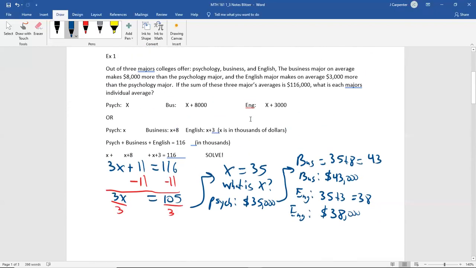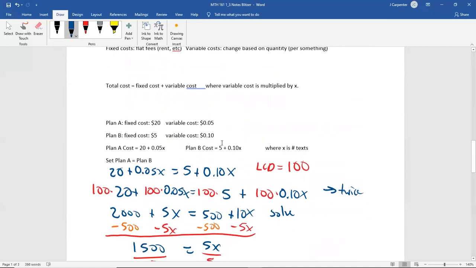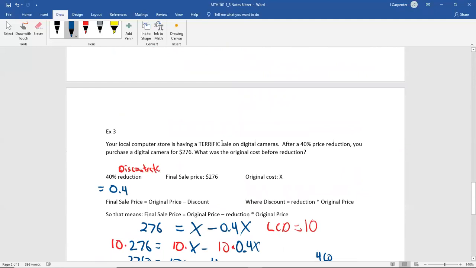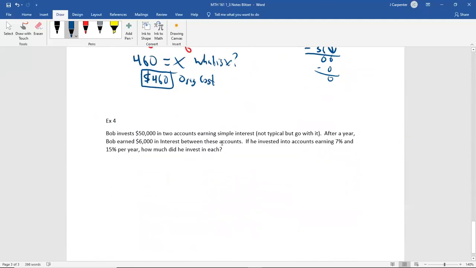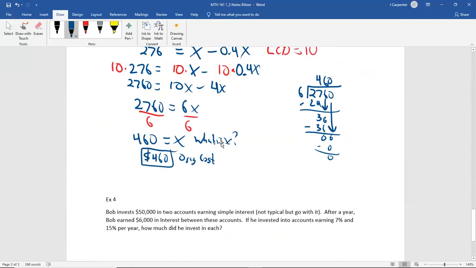With this earlier problem, if I had gotten answers of $35, $43, and $38, that wouldn't make sense because I disregarded the thousands aspect. Or maybe I got answers that were 200,000, 17 million, and something else. That wouldn't make sense because they definitely didn't add up to 116,000. And you definitely don't have primarily on average English, business, and psychology majors making millions of dollars. Maybe some business majors, maybe some psychology majors, maybe a couple English majors, but not on average. So make sure things make sense.